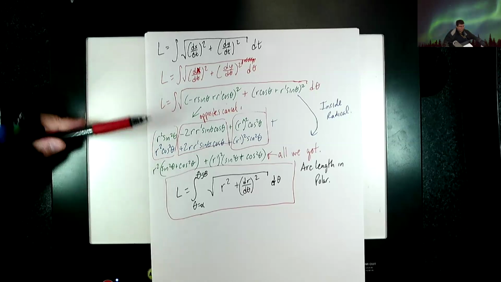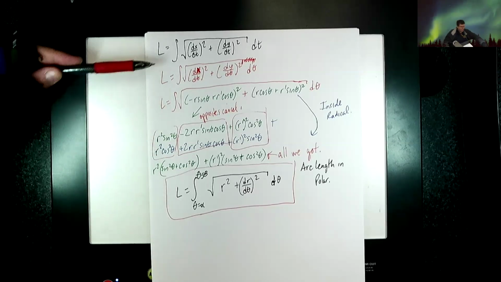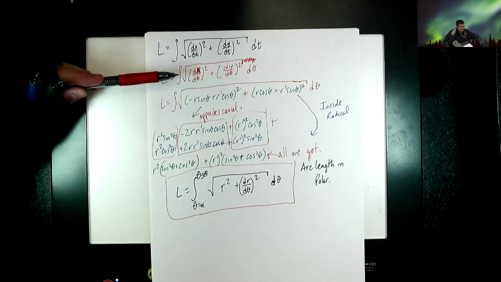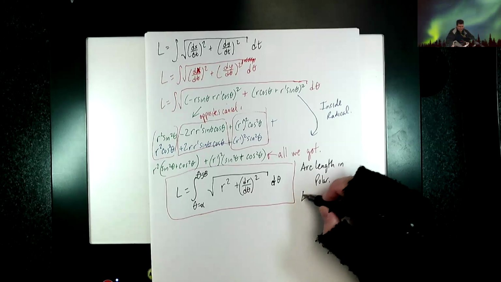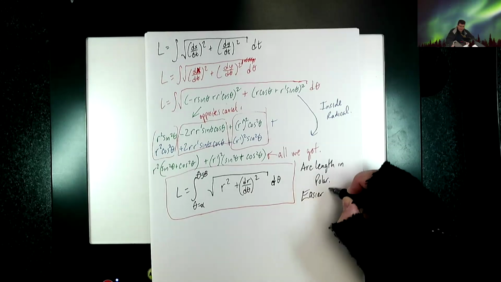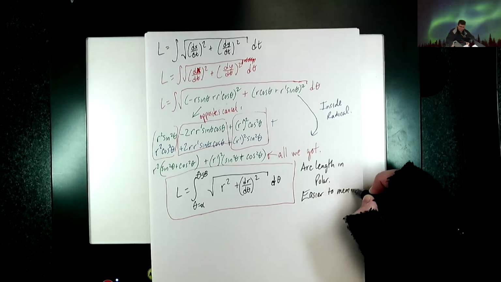And this seems like a lot of work, right? We even had to start off remembering what dx d theta and dy d theta were. If you didn't remember what those were, you'd have to rederive those. This one is easier to memorize than derive. So this one is worth memorizing.